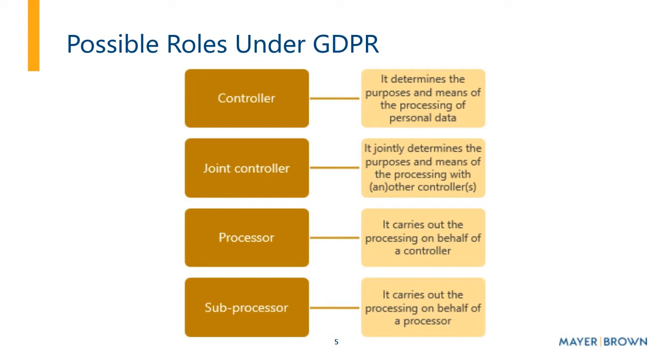As we said before, the second essential role under the GDPR is that of data processor. Data processors are the organizations that process personal data on behalf of another organization and under the instructions of a data controller.